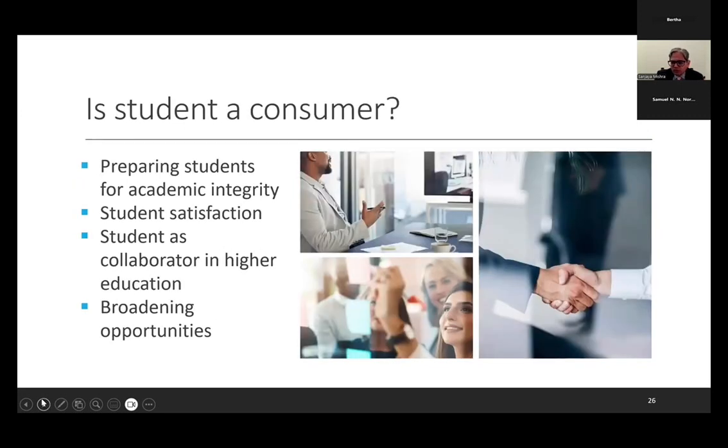Everyone should look at this. We must also think about the student. Is the student a consumer? It's important that we prepare the students for academic integrity, not that they know everything. Many times they do things because of their naivety. They don't know what is not acceptable. So preparing students for academic integrity is important. Student satisfaction is not always a great indicator of quality. The student is actually a collaborator in higher education, and I sometimes say that a student is an entrepreneur who is investing his time and money in the education system and taking a risk for his or her future. The student is broadening her opportunities by taking certain risks in the organization. So the student is not just a consumer, and should not be looked at from that point of view.